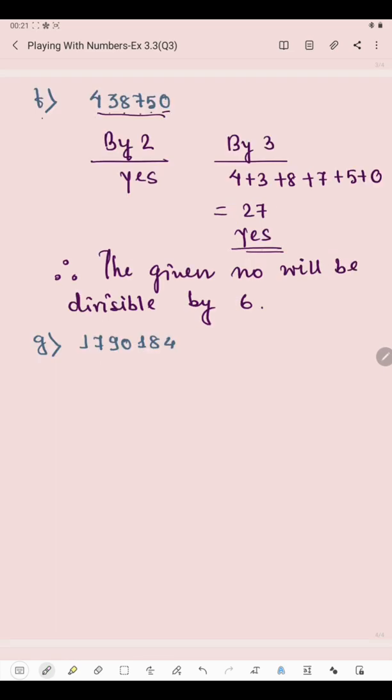Now in the G part we have 1790184, in which 4 is an even number and which is at 1's place, so we can say that it will be divisible by 2, so we'll write yes.